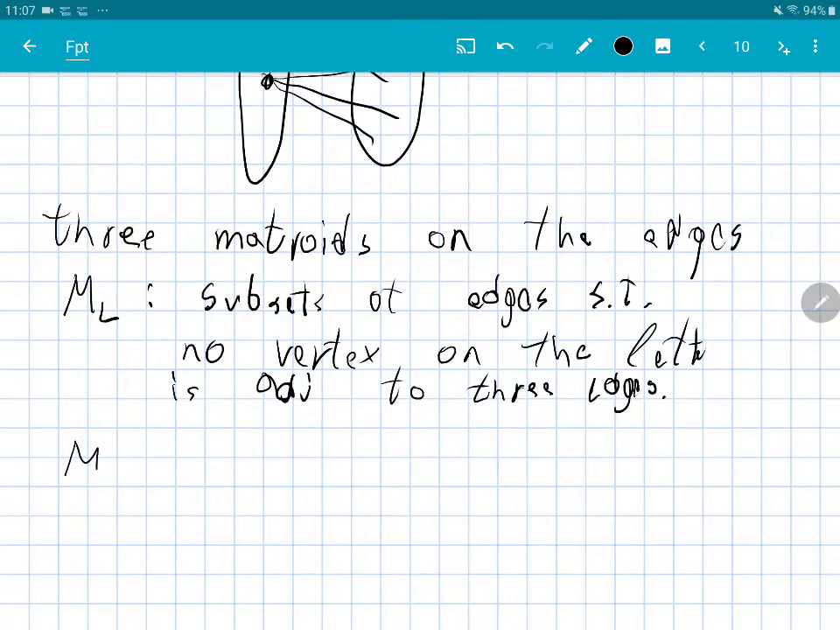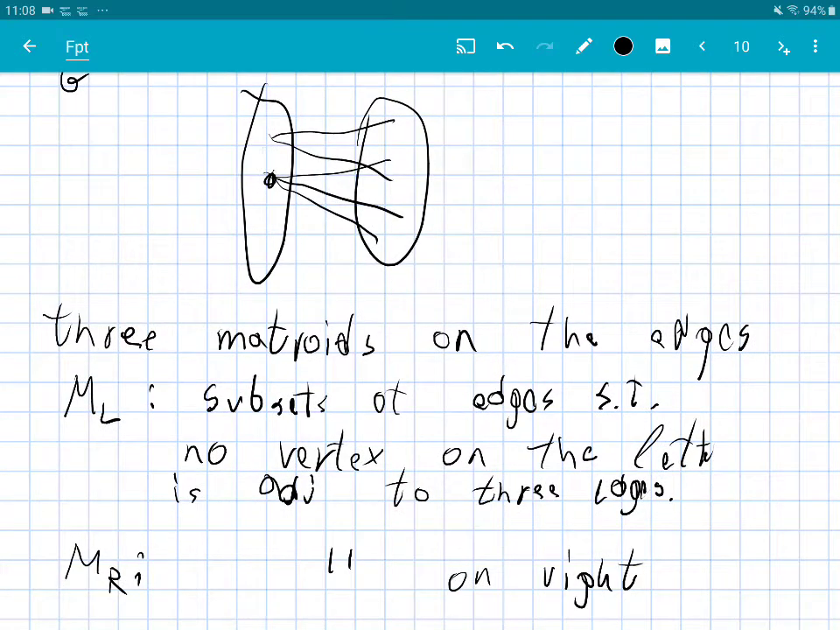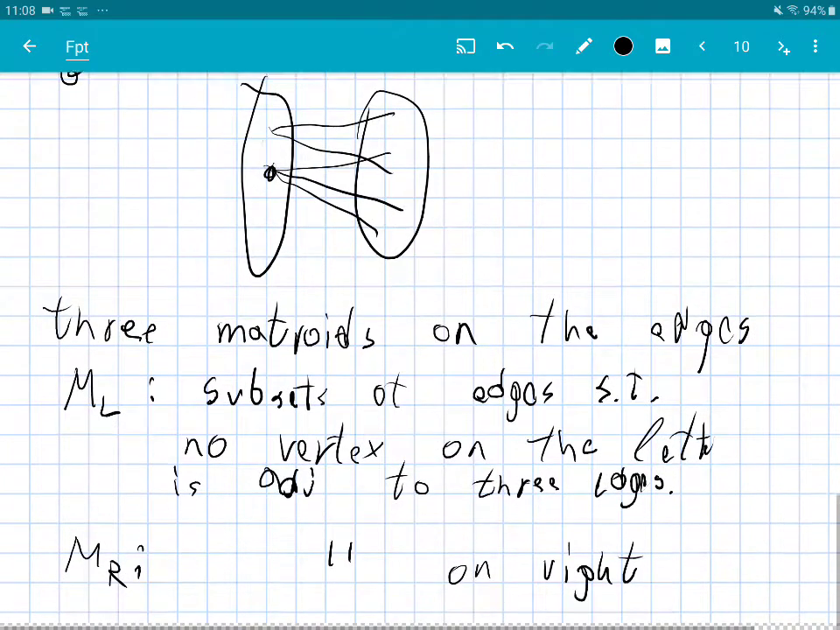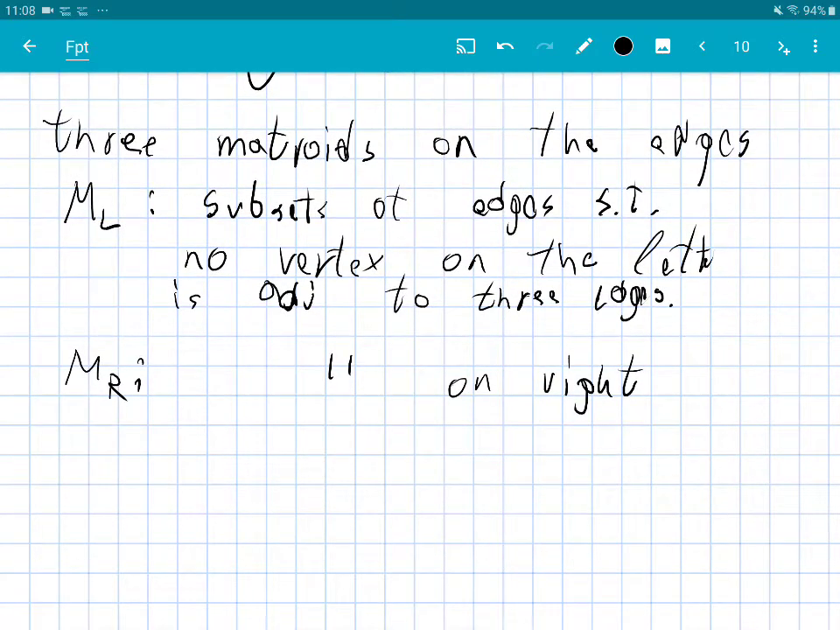And we define the right Matroid the same way. On the right, the collection of edges such that no vertex on the right is adjacent to three or more edges. So essentially, a valid set that belongs to both Matroids is a set of edges such that every vertex is contained in 0, 1, or 2 edges of the set. That would be the intersection. And the third Matroid is just going to be the graphical Matroid. Let's call it MG.